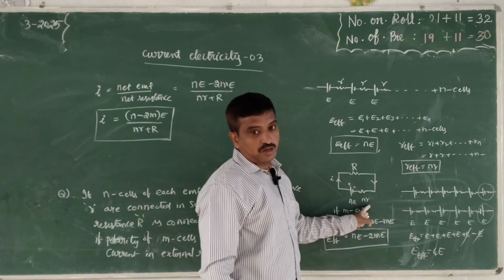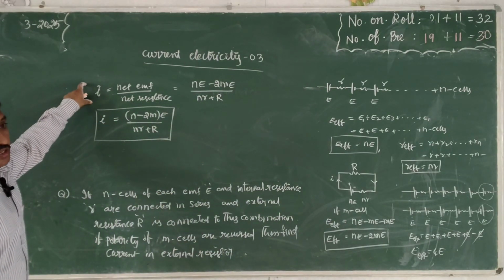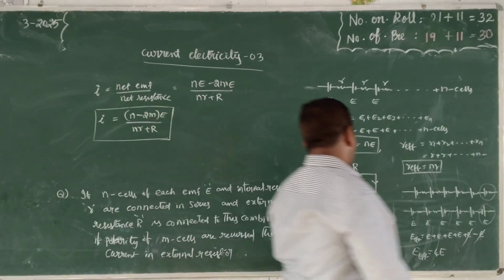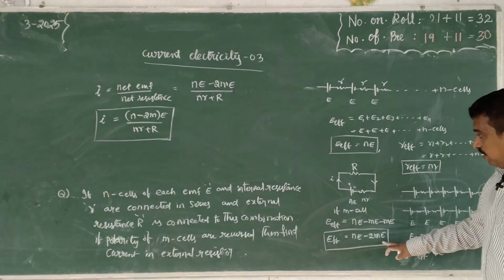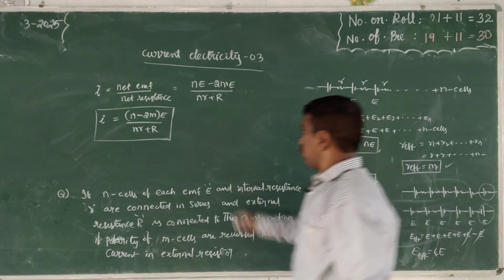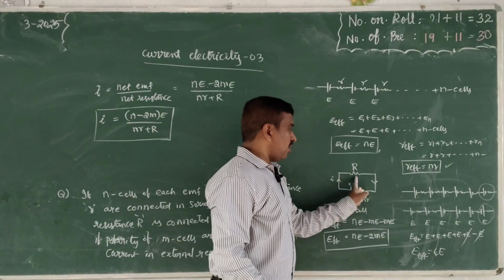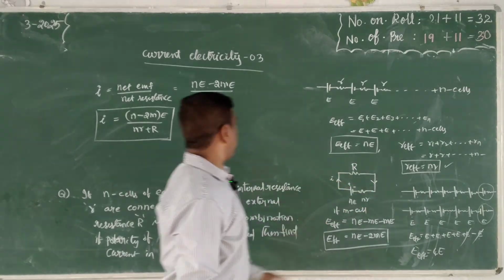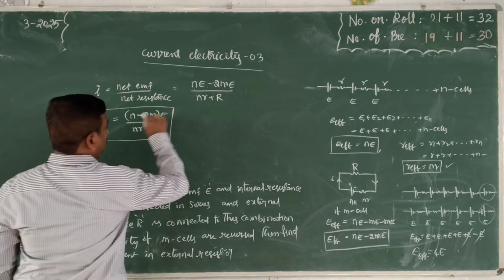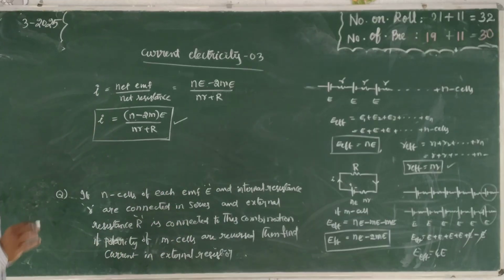We can write I equals net EMF by net resistance. Net EMF is NE minus 2ME, and net resistance is NR. Here our external resistance is R. Both are in series, so NR plus R is the net resistance. So we get E common, (N minus 2M) times E by NR plus R. It is the current in the circuit.